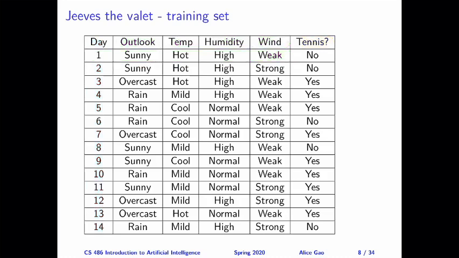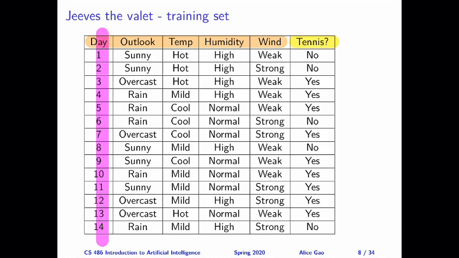So here is the training set for the Jeeves data set. If you look on the left hand side, we have 14 examples. Each row corresponds to an example, and for each data point, we have the values for 5 input features. Actually, day is not going to be a useful input feature. So really, we only have values for 4 input features: outlook, temperature, humidity, and wind. Then we have 1 target feature, which is whether Birdie decided to play tennis or not.